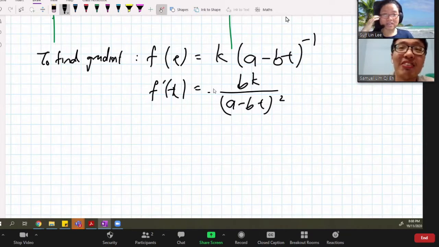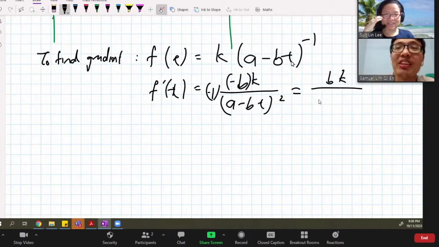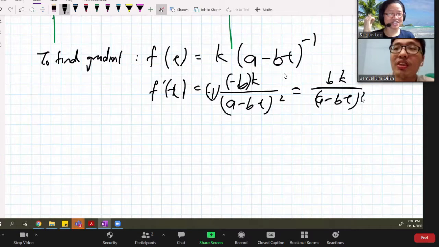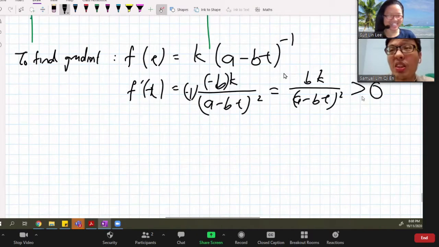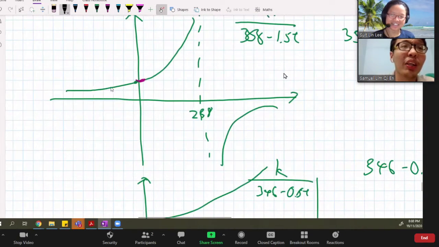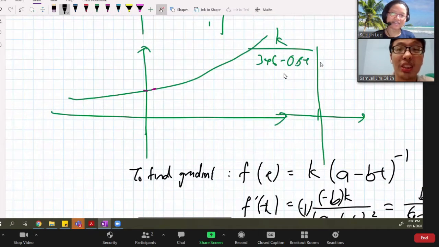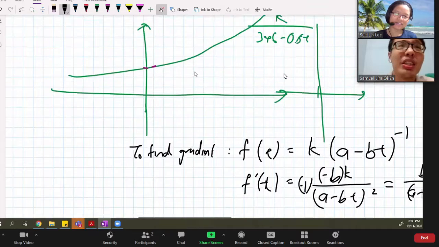Oh, okay. So there's a negative 1 here and there's a negative k, which will become bk. Sorry, my differentiation is rusty. So this is actually positive, which makes sense because if you look at the graph, it has a positive gradient. It's always increasing. So this is what you can do.